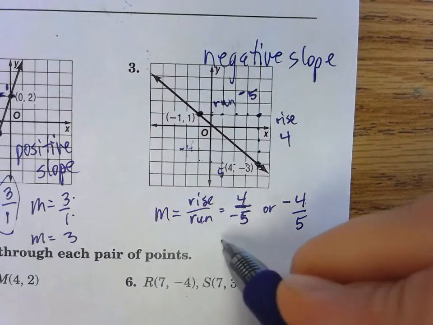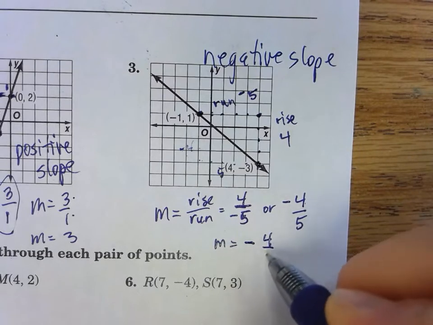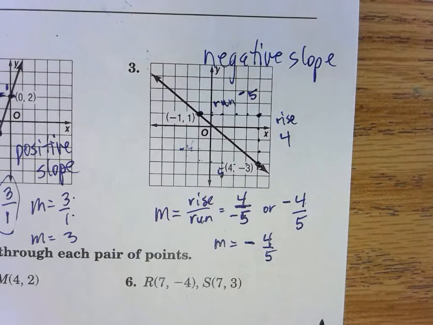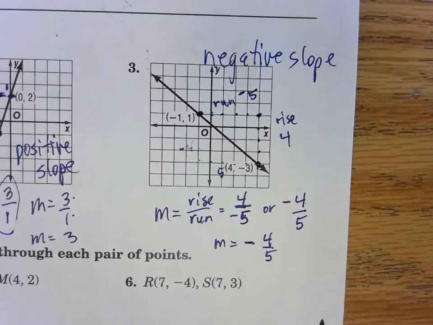Probably going to see it written like this, m equals, and then it'll just have the negative out in front of it and have 4/5 like that. So there are some that have zero slope and undefined slope, but we haven't got any of those here at the moment. So when we run into one, we'll talk about it.